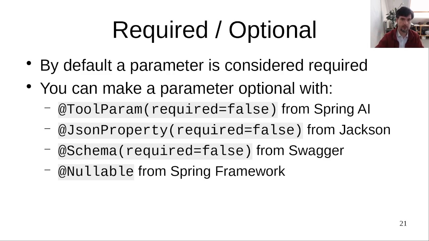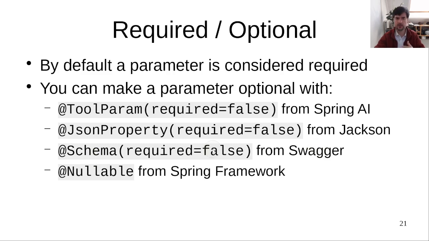By default, all parameters are considered required. But you can make a parameter optional by using @ToolParam(required = false). Now, if you're using Jackson or Swagger, you could say @JsonProperty(required = false). Maybe you already had that annotation, because you were using that anyway. Or @Schema(required = false) from Swagger.